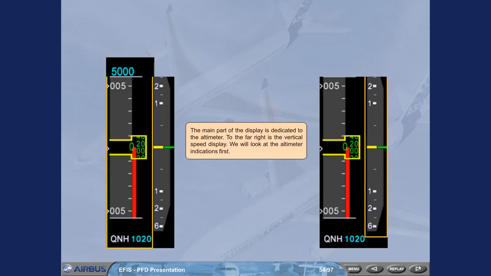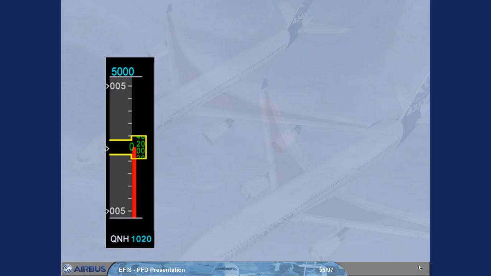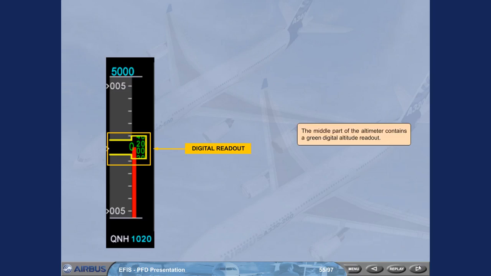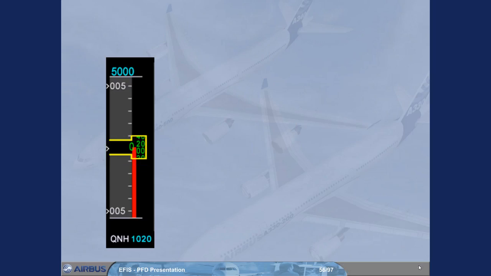The middle part of the altimeter contains a green digital altitude readout. The red ribbon to the right of the altitude scale represents the ground reference. The ribbon is currently level with the center of the scale. Like the airspeed indication, a grey analog altitude tape moves behind the digital display. In this example, a target altitude of 5,000 feet is displayed.